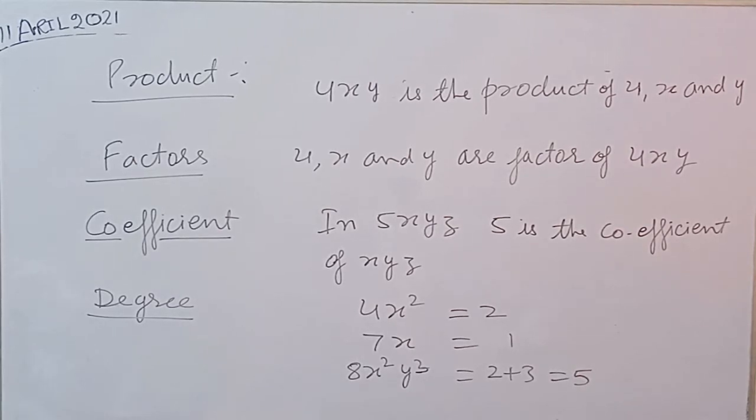Degree: the degree of a monomial is the exponent of its variable or the sum of the exponents of its variables. Here we have the monomial 4x square, the exponent is 2, so the degree of this monomial will be 2. Similarly 7x, the exponent of this x is 1. In 8x square y cube, the exponent of x is 2 and that of y is 3. So we will add 2 plus 3, that will give 5. So the degree of 8x square y cube is equal to 5.